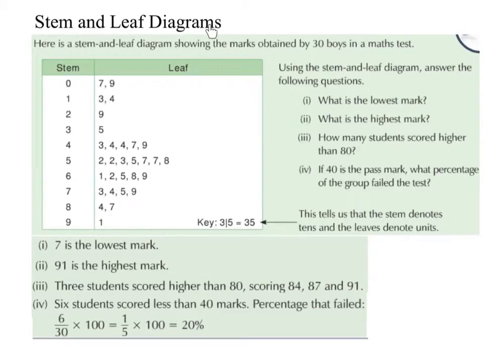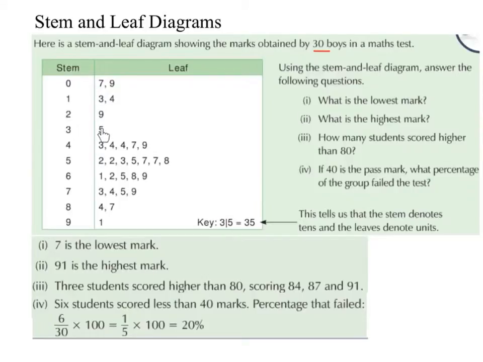Stem and leaf diagrams. Here is a stem and leaf diagram showing the marks obtained by 30 boys in a maths test. So our stem goes from 0 up to 9 and our leaf has an array of numbers. So for example, this 9 here on its own represents 9 marks. So this student got 9 marks in his test.